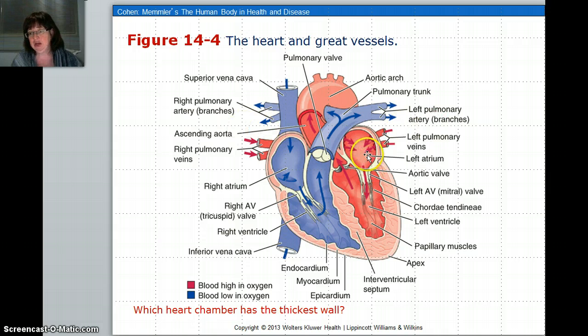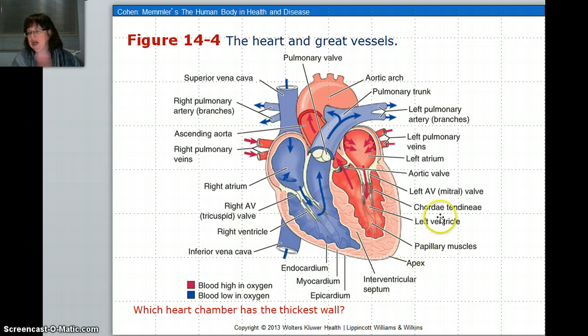So you go in from the atrium to the ventricle through the left atrioventricular valve or the mitral valve, also called the bicuspid valve. This is the valve that most people have heart trouble with. So during heart sounds, you will have a murmur. It's this valve, the mitral valve, usually.